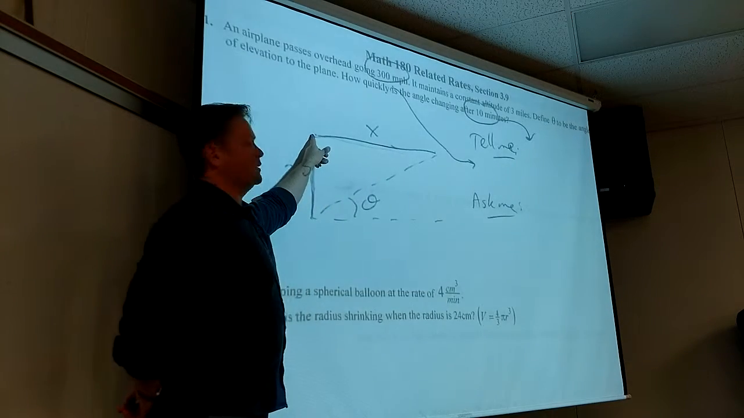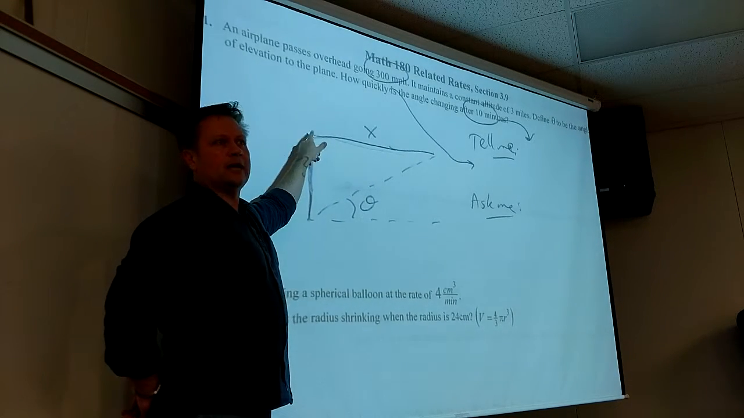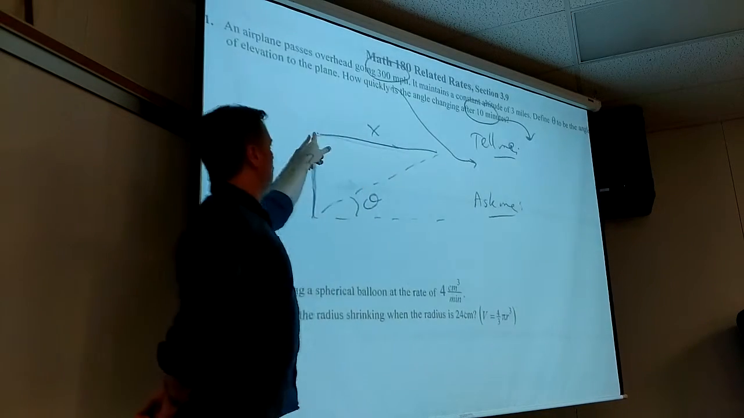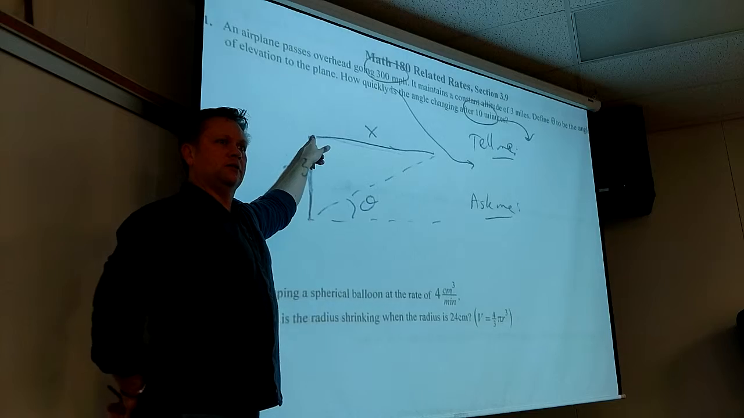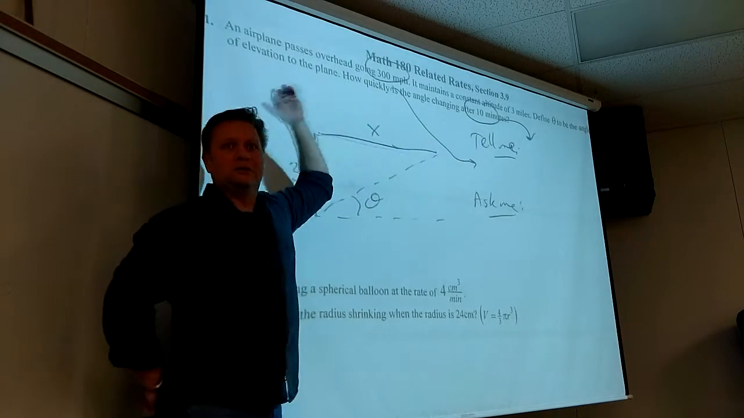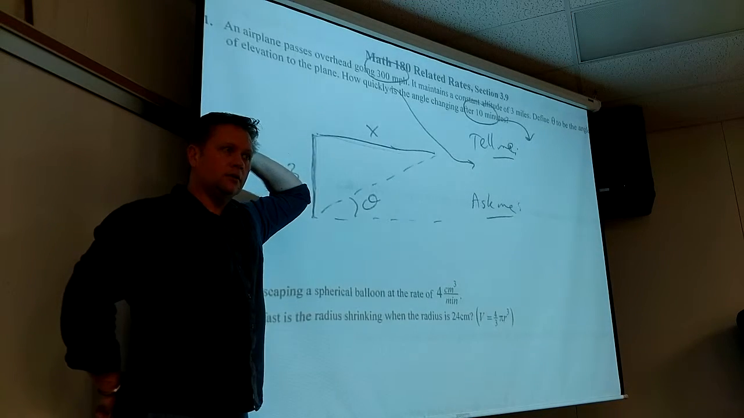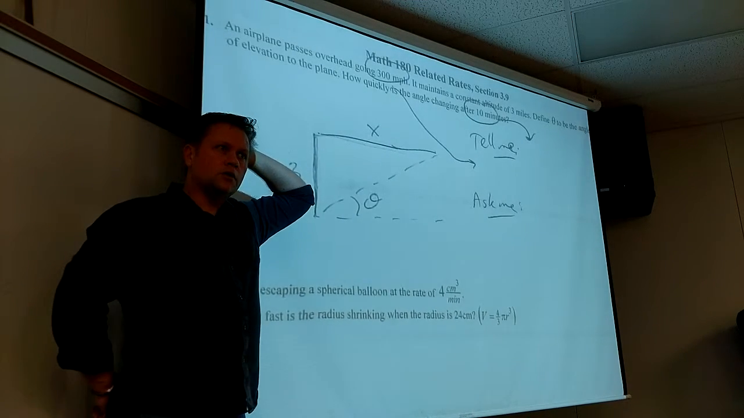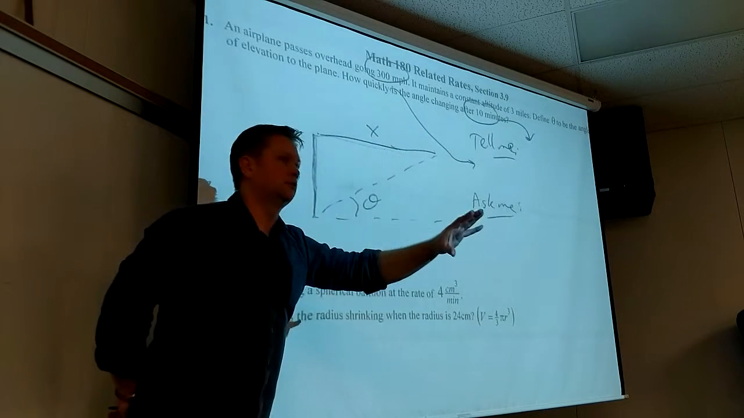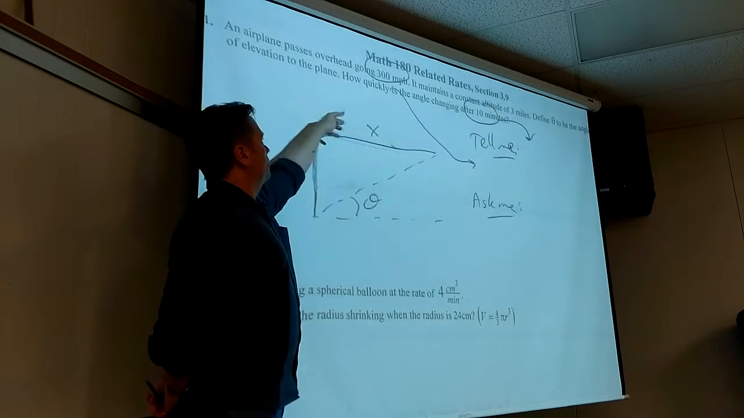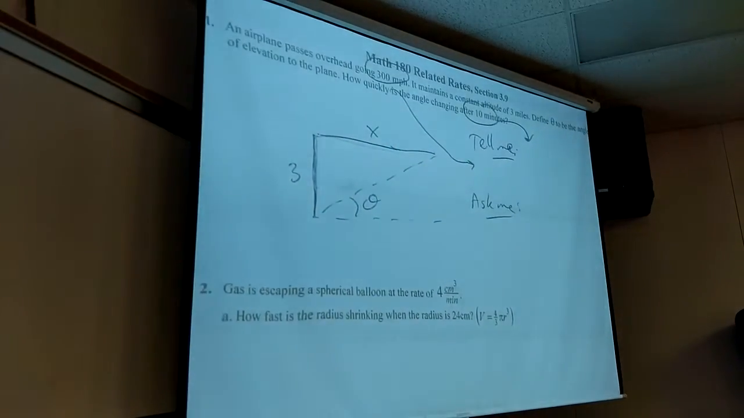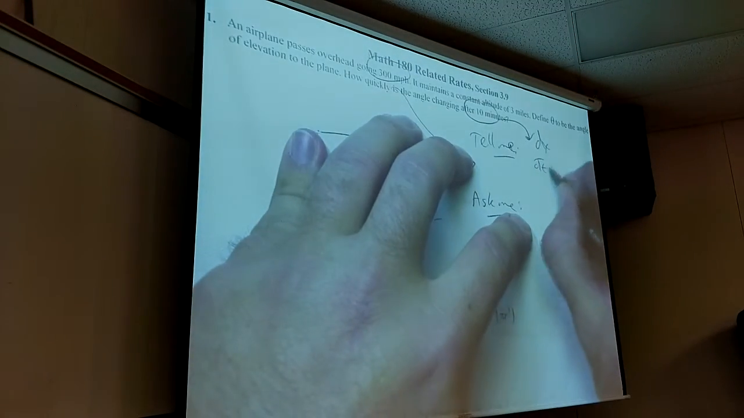When it flies overhead, what's X? How long is this if it's overhead? 0. So isn't X changing? How quickly is X changing? That quickly, right? 300 miles an hour. Whenever you see that rate, you know it's going to equal d by dt of something. So what's changing by 300 miles an hour? This distance is changing. So that's dx/dt. What do they tell me? dx/dt is 300.